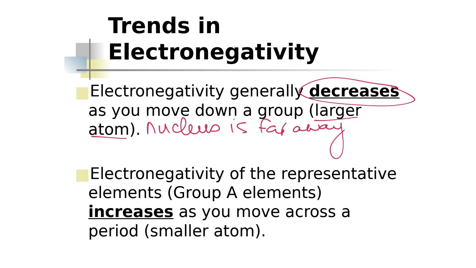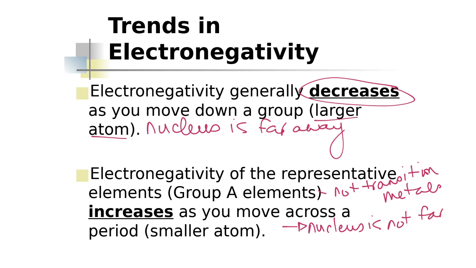This is the electronegativity of our representative elements, the group A elements, which do not include transition metals. We've mentioned already that they are often not part of the trends. The electronegativity increases as you move across a period because it is a smaller atom, and a smaller atom means that the nucleus is not far away, or not as far away anyways, relative to the metal side of the periodic table.